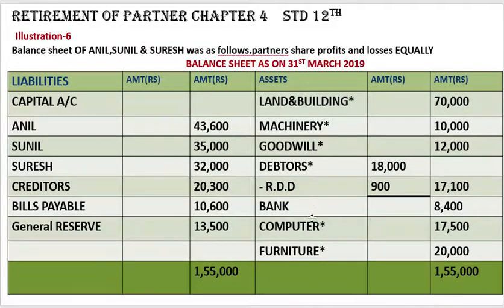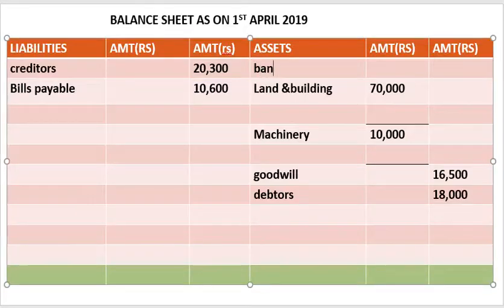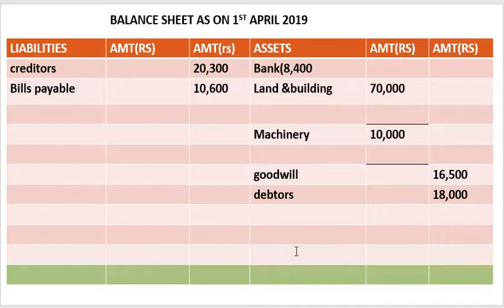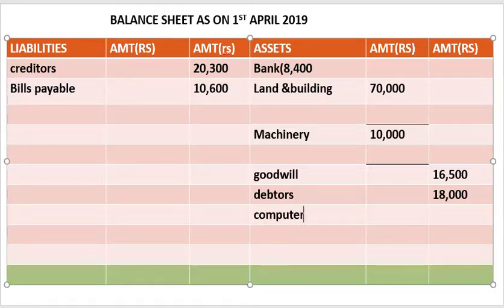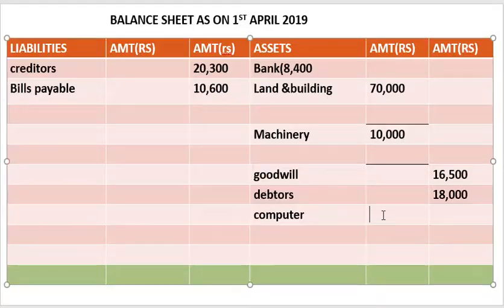Bank 8,400. Computer 17,500. Adjustment is there, so we'll write inside computer. How much? Computer 17,500.